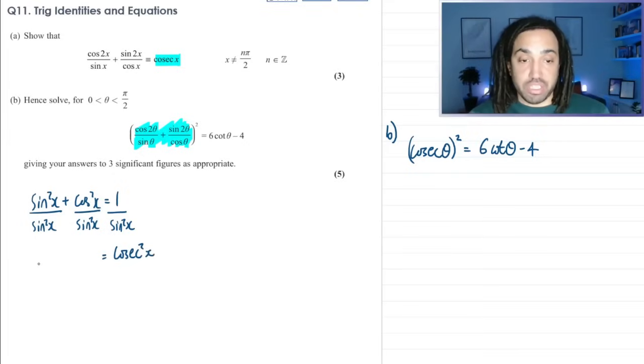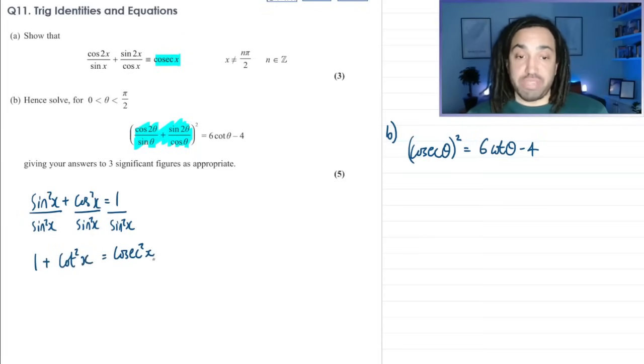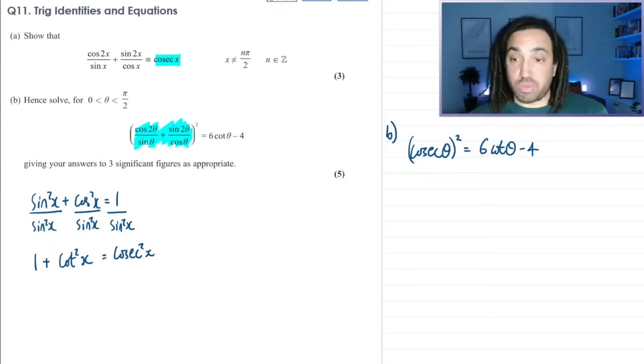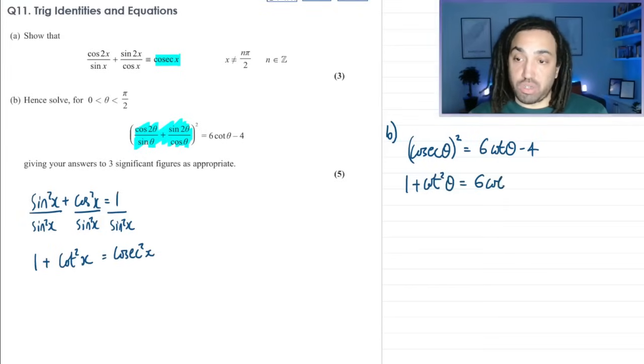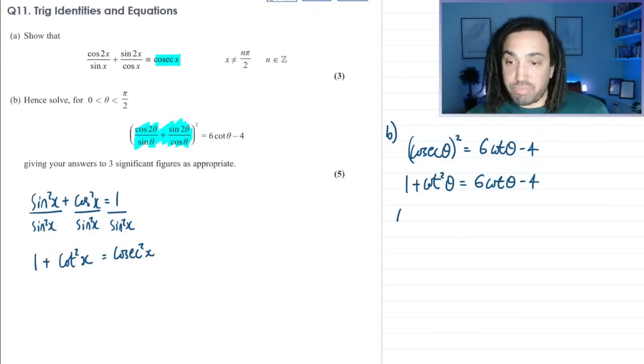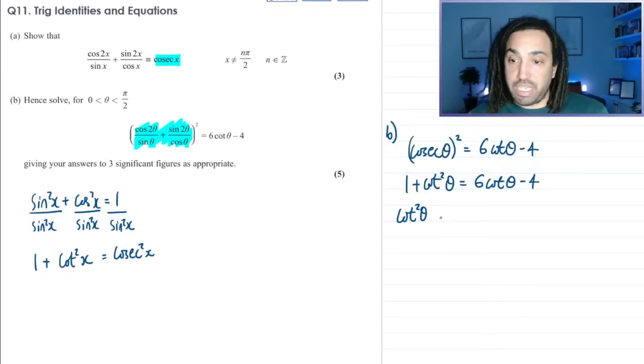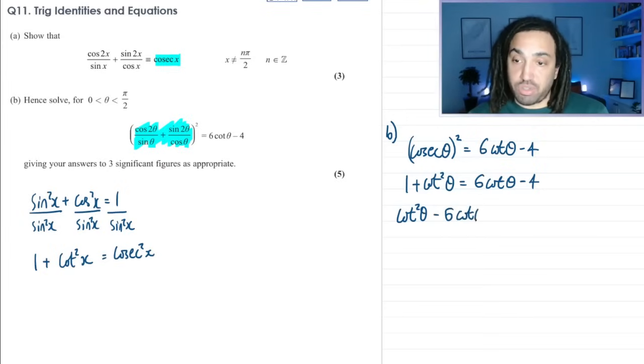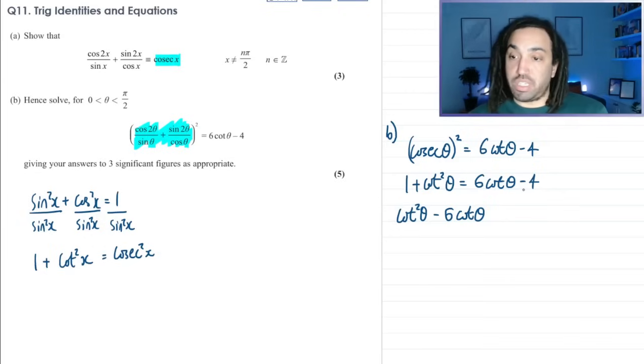And then here we're going to get sine squared over sine squared, which is 1, and we're going to get cos squared over sine squared, which is cot squared. Okay, so that means that we can swap out the cosec squared for a 1 plus cot squared. So this becomes 1 plus cot squared theta is equal to 6 cot theta minus 4. Okay, perfect. Now let's bring everything over to one side. So we've got cot squared minus 6 cot theta, and then we've got the minus 4 comes over to plus to the 1 to make 5, and that equals 0.